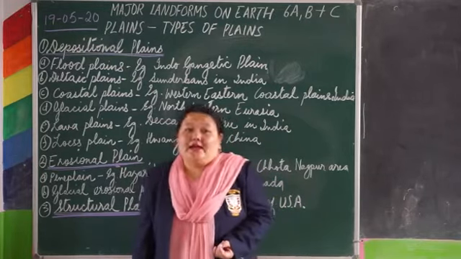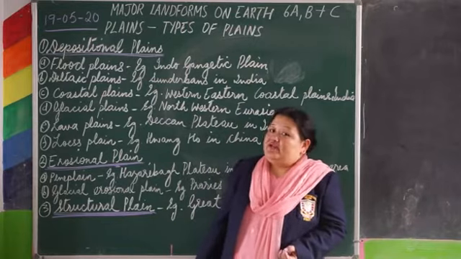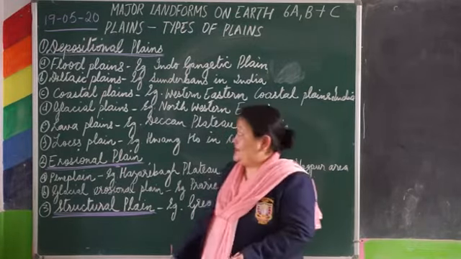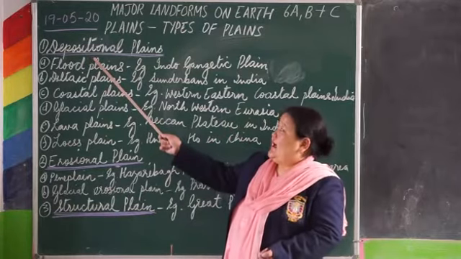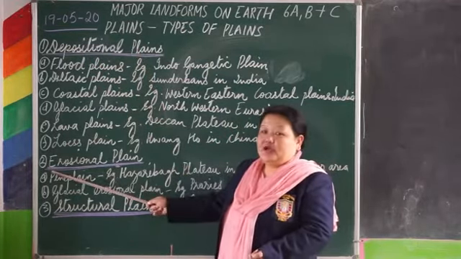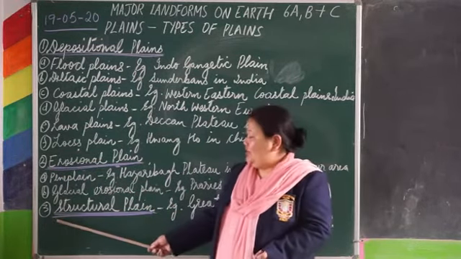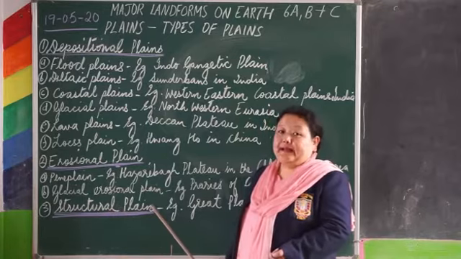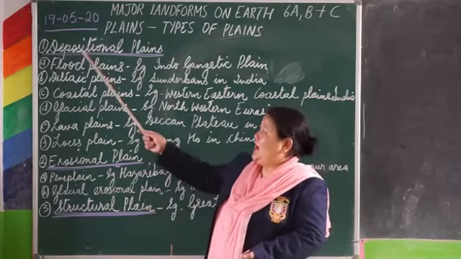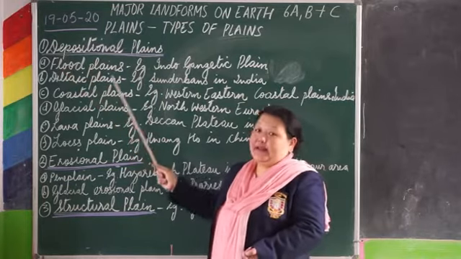Okay. Now we will have a look at the different types of plains. There are three different types of plains. First, you have the depositional plains. Second, you have the erosional plains. And third, you have your structural plains. Now, under your depositional plains, we have the flood plains.